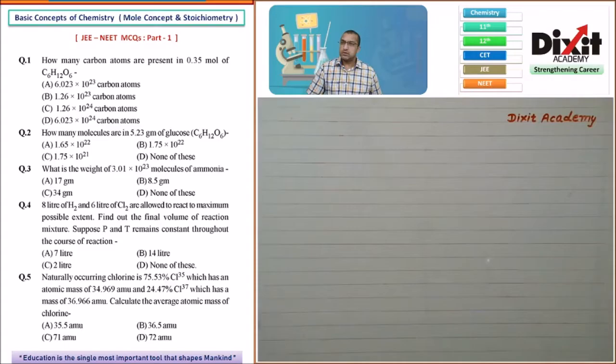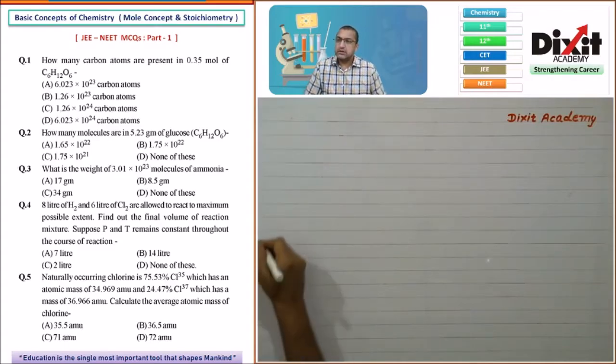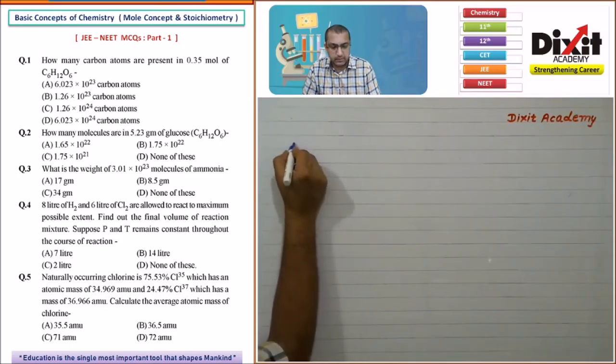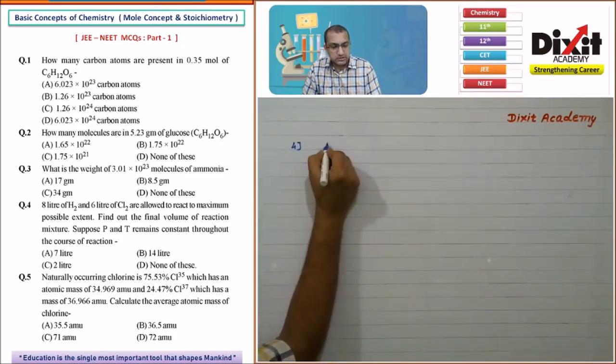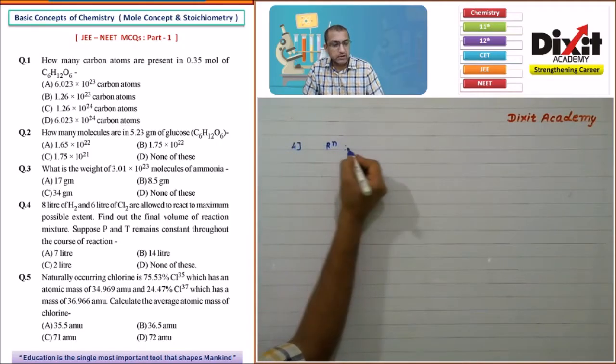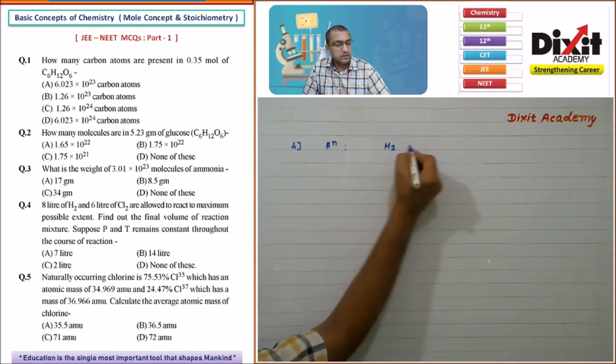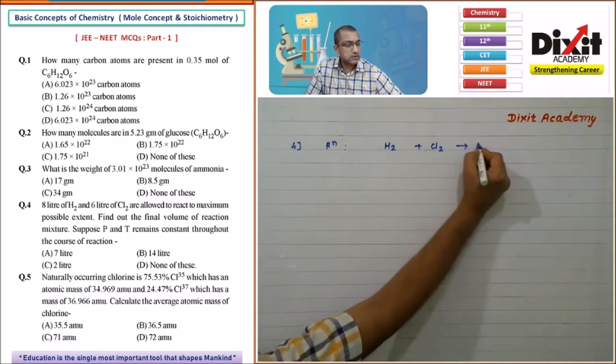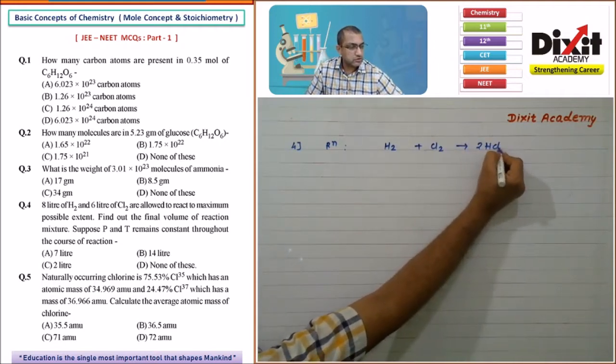Question number 4. 8 liters of hydrogen and 6 liters of chlorine are allowed to react to maximum possible extent. Find the final volume of reaction mixture. Suppose pressure and temperature remain constant throughout the course of reaction. So first let us write down the reaction between hydrogen and chlorine. Hydrogen gas combines with chlorine gas, it will form twice of HCl gas.